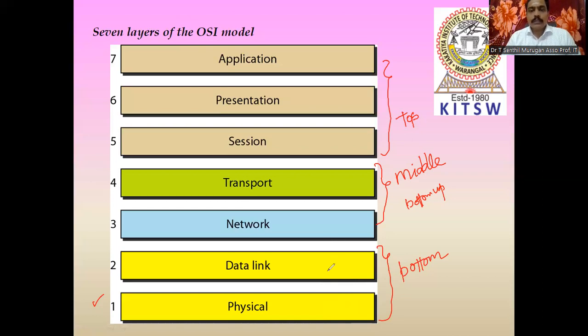Now we know 7 layers are there. The bottom 2 layers are the physical layer and the data link layer. The network and transport layers are considered the middle layers. And the top 3, the session, presentation, and application layers, are the top layers.